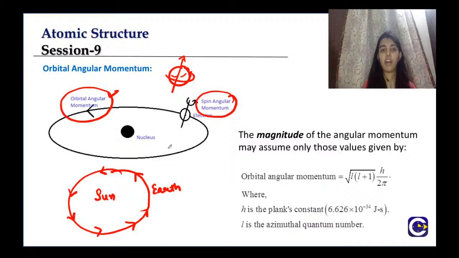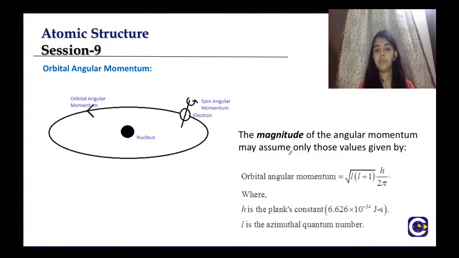So two types of angular momentum can be suggested for a particular electron: the orbital angular momentum, which comes from the electron's circular motion around the nucleus, while when it is rotating along its own axis, it is known as spin angular momentum. The magnitude of orbital angular momentum is root L into L plus 1 times h by 2 pi, where L is what? The azimuthal quantum number, whose values are 0 to n minus 1, right? This is the azimuthal quantum number.